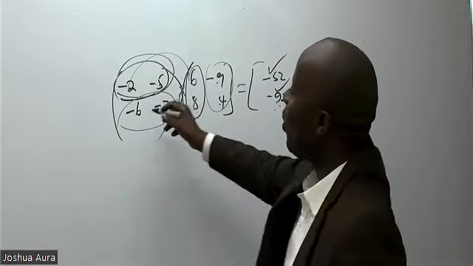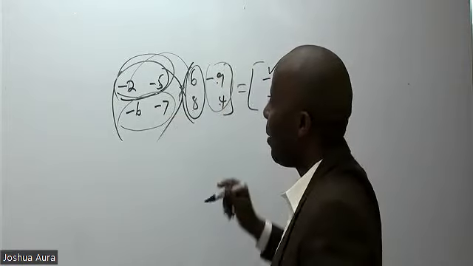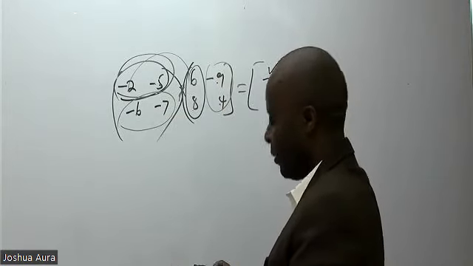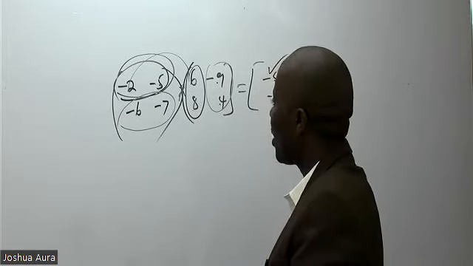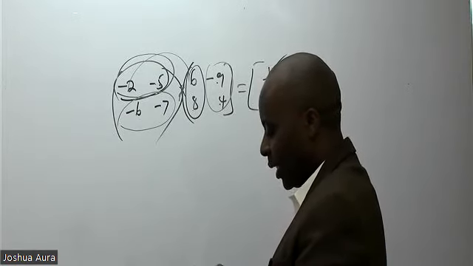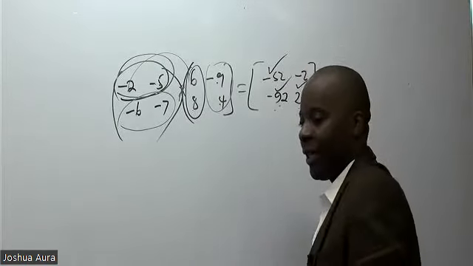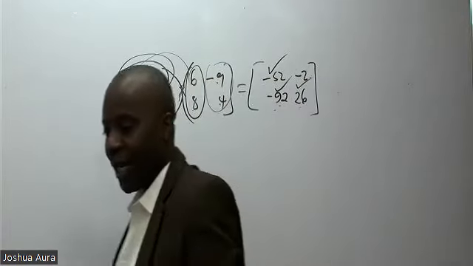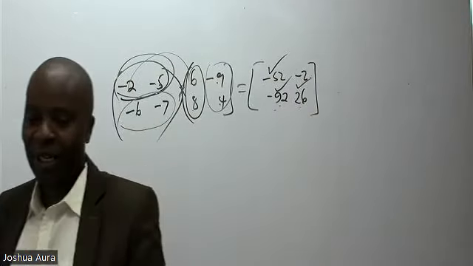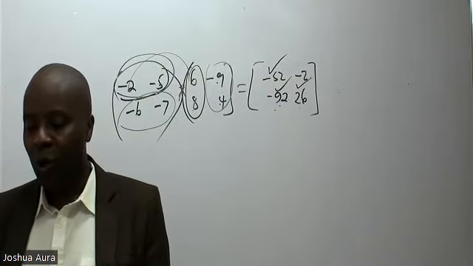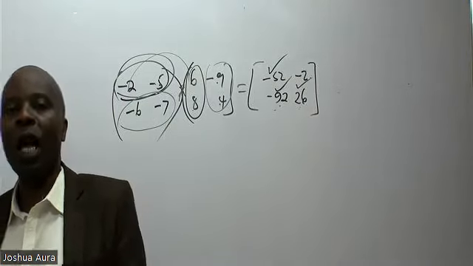And then this row is going to multiply the second column. So we have -6 times -9 plus -7 times 4, which in this case gives me 26, which is correct. Correct. Now, ladies and gentlemen, if you allow me, I'll go straight away to what we call inverse.